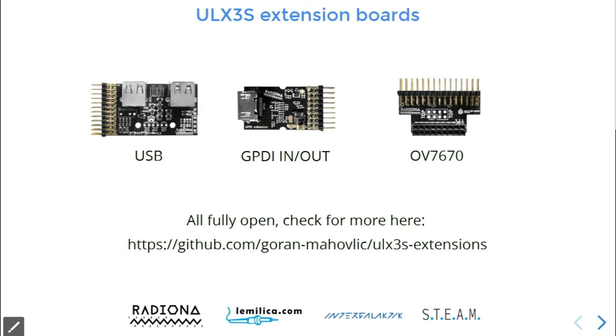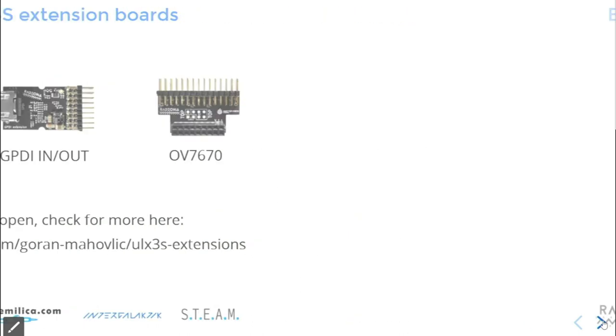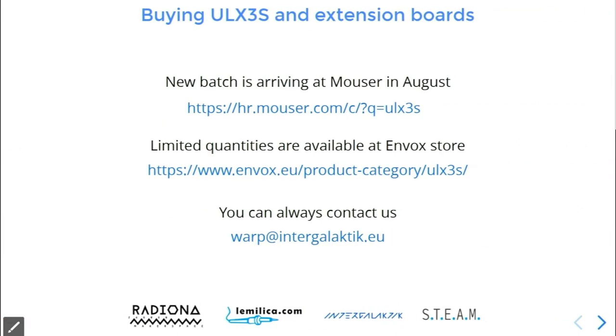The last extension we are selling is for an OV camera. You can use up to two extensions on one ULX3S port. Check other extensions on my GitHub account. As for availability of ULX3S and extension boards, you can check CrowdSupply, Mouser, or NXP. Or you can contact me directly.